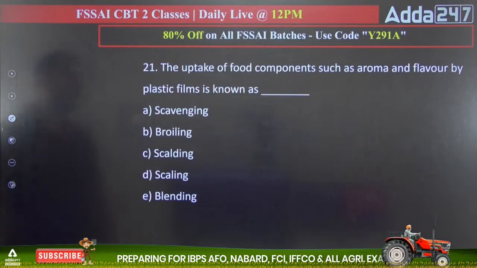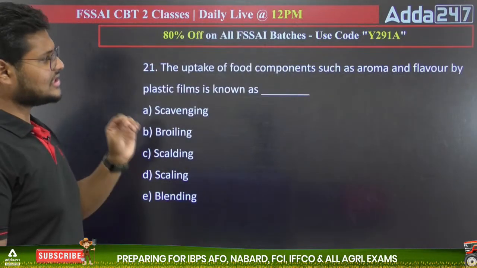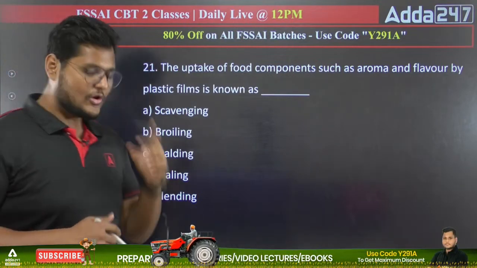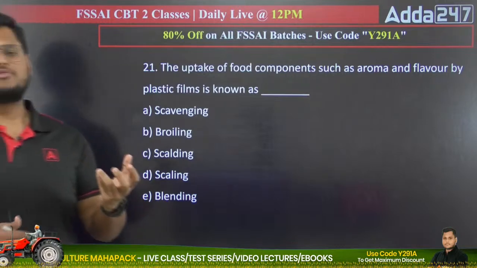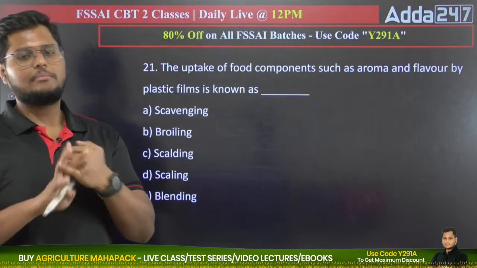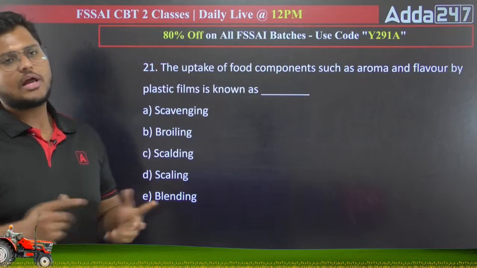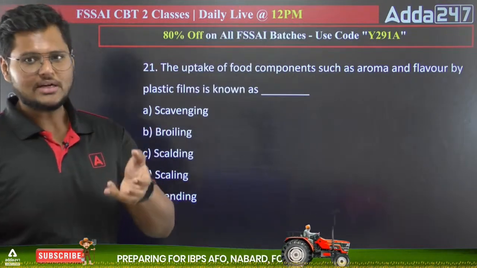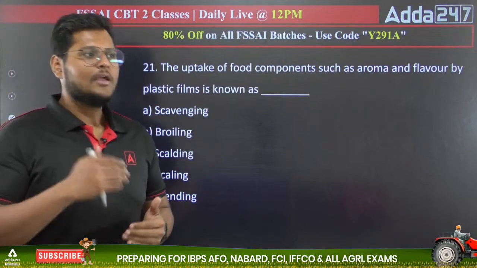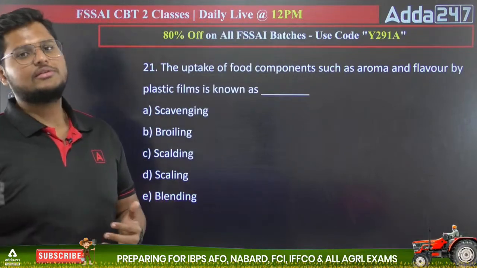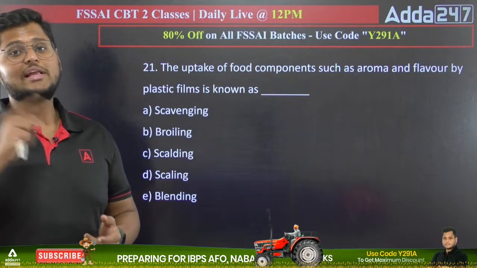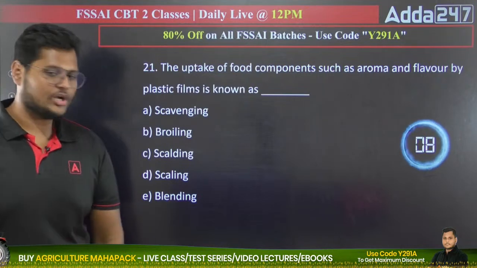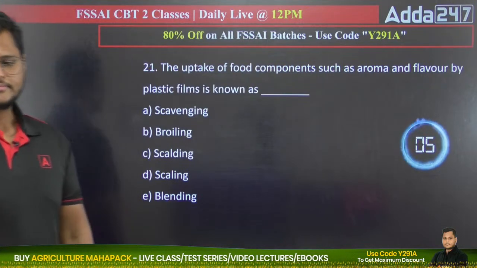The uptake of food components such as aroma and flavor by plastic films is known as dash. If you have packed a certain product in the plastic film, then the plastic film absorbs some of the flavor compounds or aroma. What is it known as? For example, in carbonated beverages, after drinking it, if you wash the bottle, you will still see that the aroma and the flavor are present in it. Scavenging, broiling, scalding, scaling, or blending. Answer.